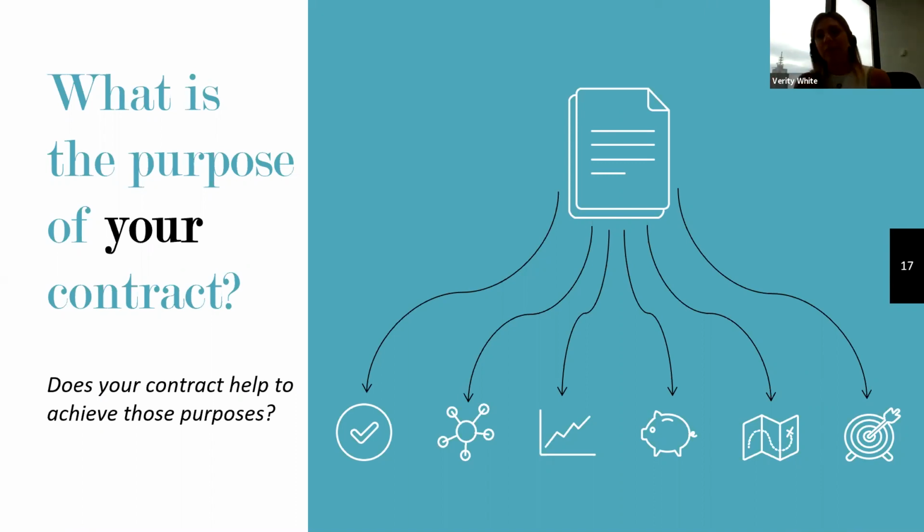What we need to think about, though, each time we're trying to redesign a contract is to get really clear on what that specific purpose is for that contract and whether or not our contract is achieving those purposes.